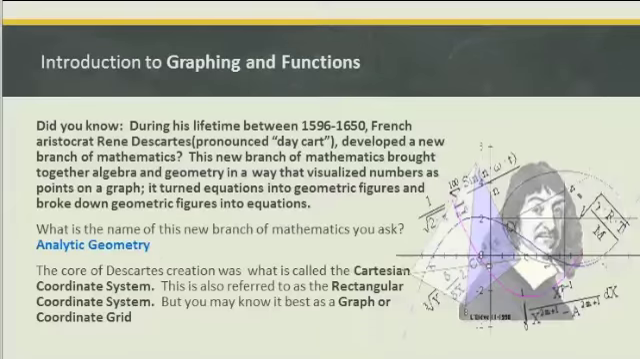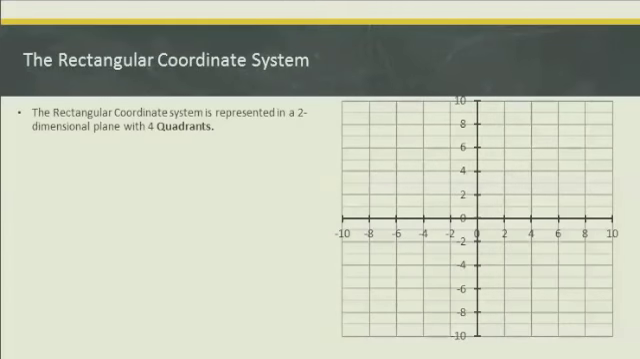Did you know, during his lifetime between 1596 and 1650, French aristocrat René Descartes developed a new branch of mathematics. He invented graphing, people. The rectangular coordinate system is represented in a two-dimensional plane with 4 quadrants. The top right quadrant is quadrant 1. Top left is quadrant 2, bottom left is quadrant 3, bottom right is quadrant 4.